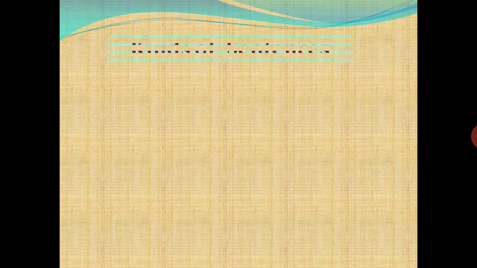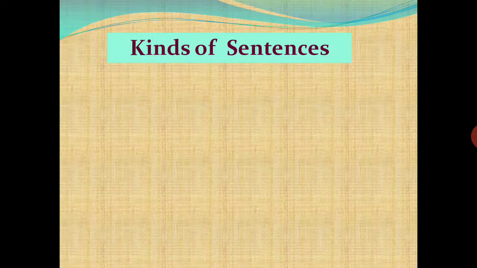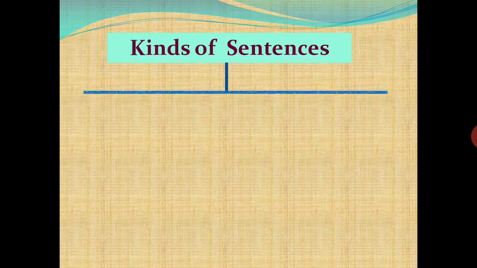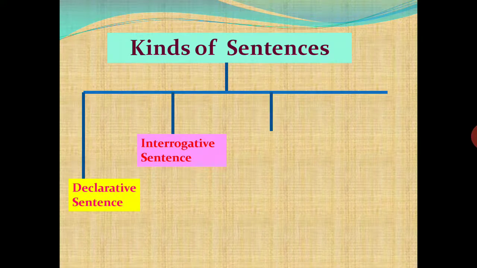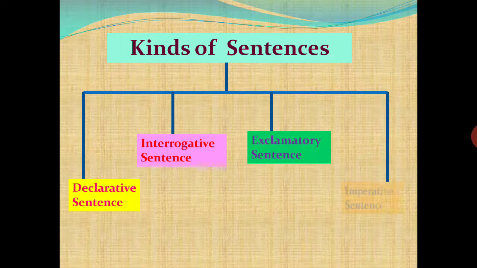So, students, let us continue and learn kinds of sentences. When we look at the kinds of sentences, there are four kinds of sentence. First one is the declarative sentence, which can also be called the assertive sentence. Next one is the interrogative sentence. Third one is the exclamatory sentence, and the last one is the imperative sentence.